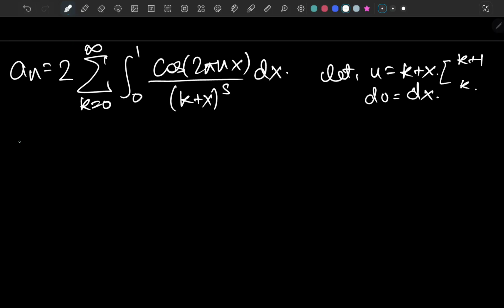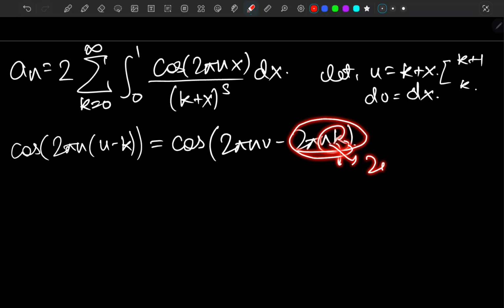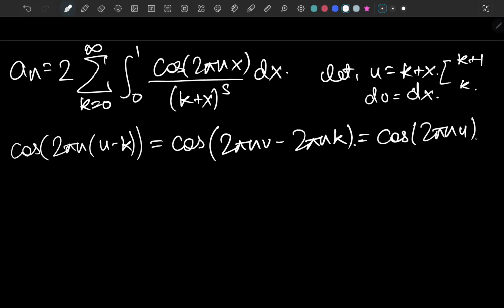So, wait a second, look here, your x is going to be u minus k. So let's talk about that. Cosine of 2 pi n (u minus k) can also be written as 2 pi n u minus 2 pi n k, right? And since n and k are natural numbers, 2 pi n k is a multiple of 2 pi, which will give us 1. So basically this can also be written as cosine of 2 pi n u only. So there isn't any sort of change.